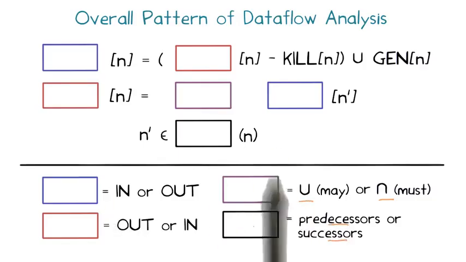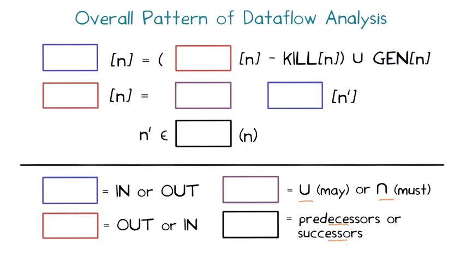Although this looks like a lot of choices, there are in fact only 2. First, whether the analysis propagates information forward or backward in the control flow graph, and second, whether the analysis computes may or must information. We already saw what forward versus backward propagation looks like when we discussed the 4 analyses earlier. Forward versus backward propagation is decided by mapping the blue and red boxes to in and out sets appropriately, and by mapping the black box to predecessors or successors accordingly.